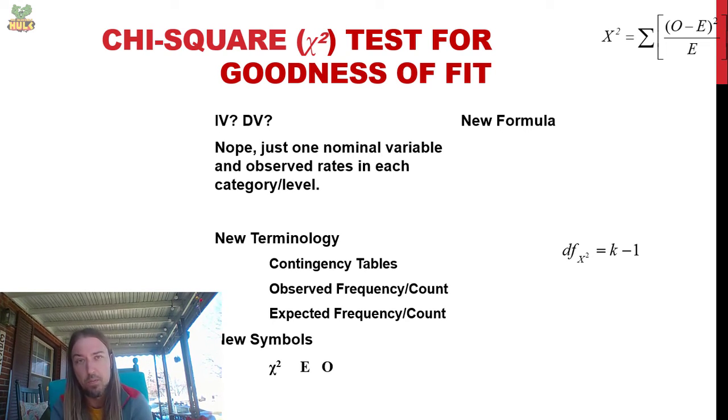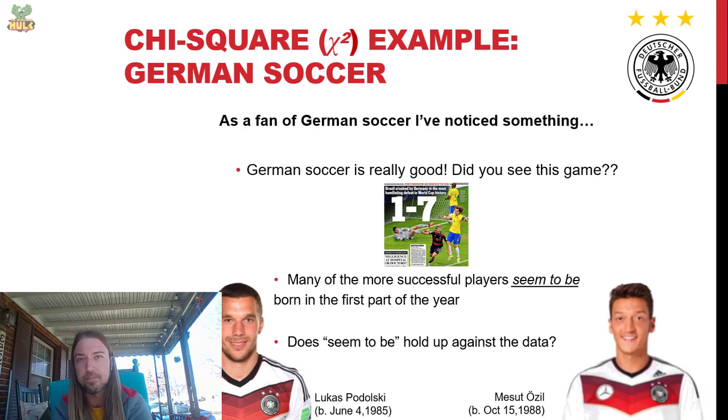We also then have observed frequencies, or sometimes called a count, same idea. And then we also have expected frequency, expected count. We haven't done that for that example. We'll do that in this next example, and then I'll show you how you compare the two of them with respect to the formula to be able to solve this. So again, some new symbols as well. We've got the chi-squared symbol, we've got the E for expected frequency, and we have the O for observed frequency.